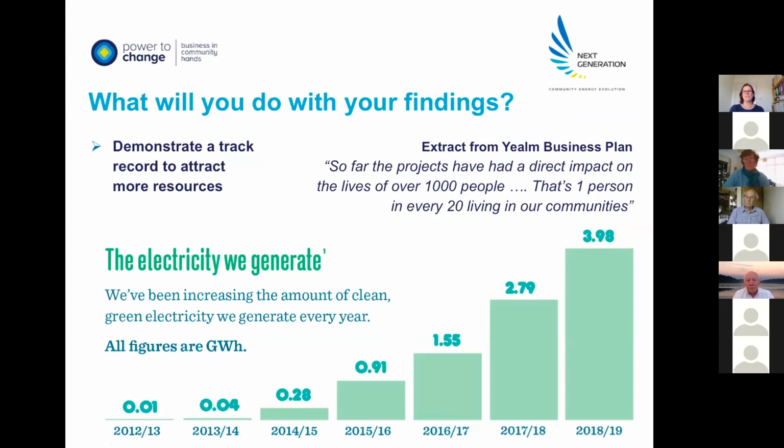I love this extract from the Yale business plan, which talked about having directly impacted the lives of 1,000 people. That is brilliant, but not knowing the area, it was only when I then read that that's 1 in 20 people living in the area that I really appreciated the depth of the impact you'd achieve there and the reach within the community. So again, thinking about how you can communicate your findings in context to give that sense of growth and improvement.